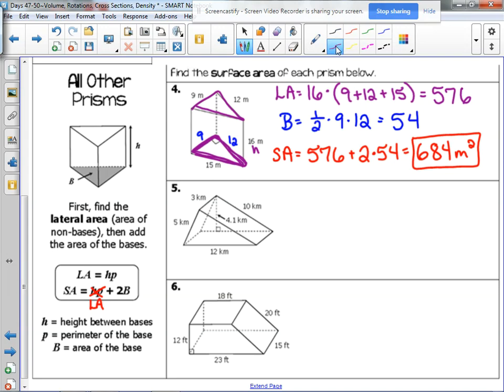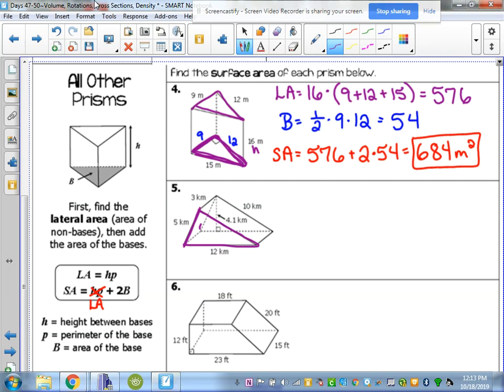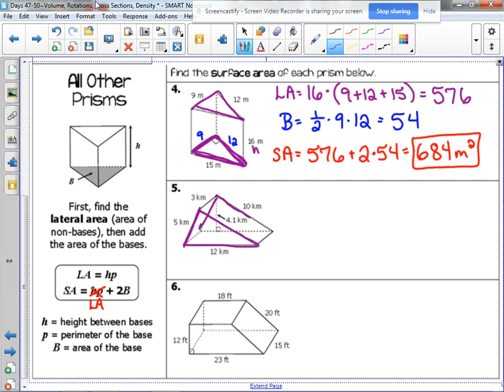Okay. Number 5. Number 5 is another triangular prism. Why do I know it's a triangular prism? Because I'm looking at a triangle right here and a triangle right there in the back. So it is a triangular prism. So the lateral area is the height of the prism. What's the height of the prism? 3, 5, 4.1.